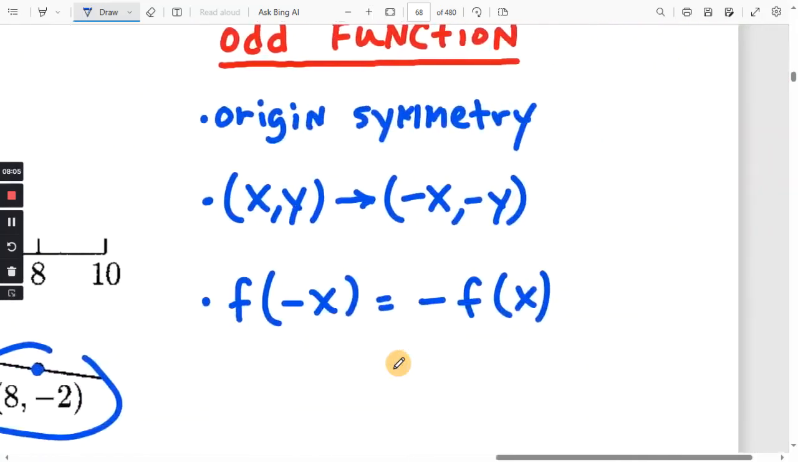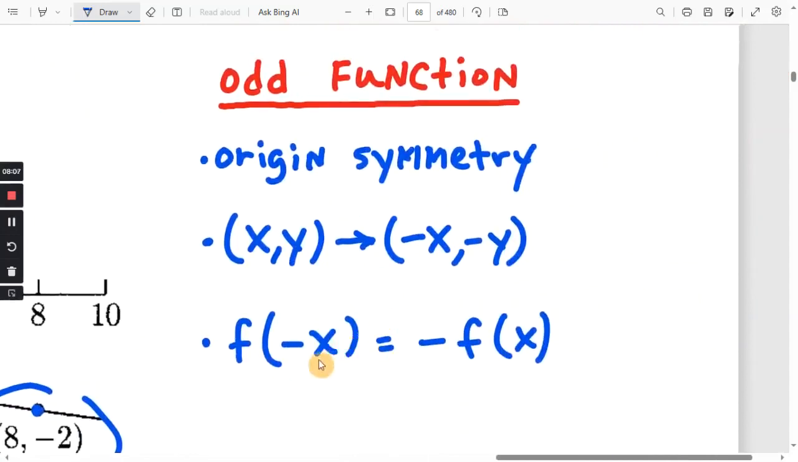Finally, if you have the function equation and you plug in negative x in place of any x's, you should get the negative version of the original function. So again, we're going to do a few problems like this and prove if it's even or odd or neither.